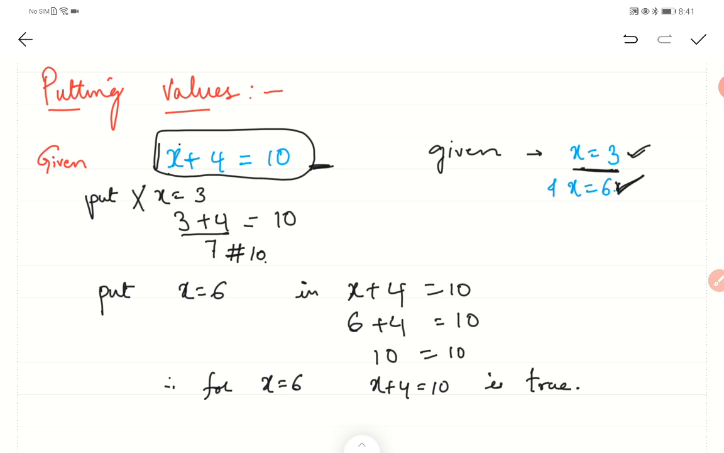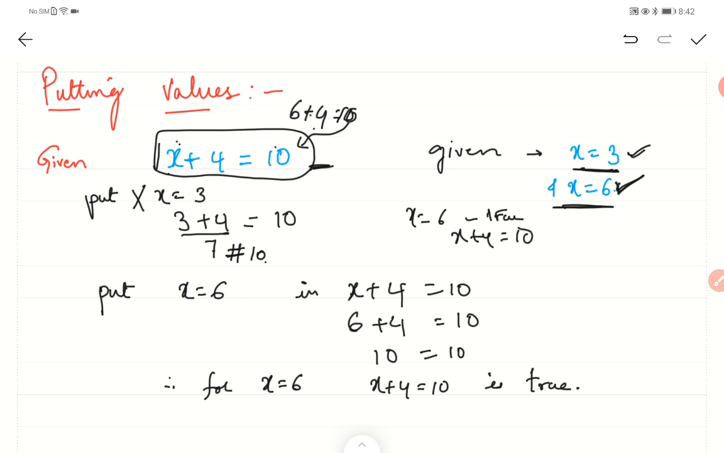Now one more value given in the question itself is x equal to 6. So if I substitute 6 here, 6 plus 4 is how much? 10, isn't it? 6, 7, 8, 9, 10. So this is giving you the RHS value, that is 10. Therefore for x equal to 6, it is true. For x equal to 6, x plus 4 is equal to 10.